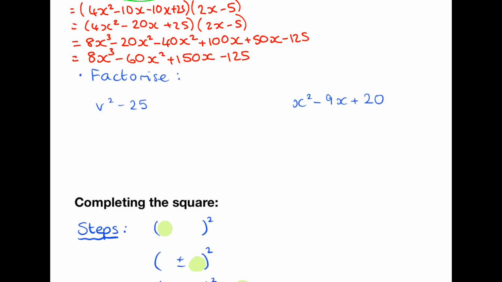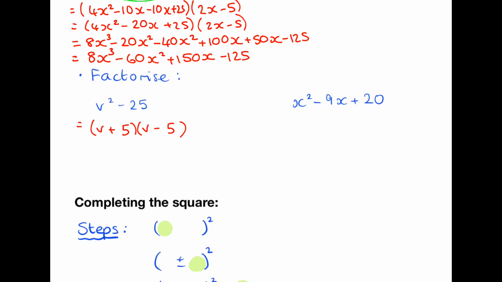Is it a difference of two squares? Well, that's a squared thing, and that's 5 squared. So yes, it is a difference of two squares. So two brackets. So v at the beginning, and then 5 squared is 25, so 5s at the end, and one plus and one minus.